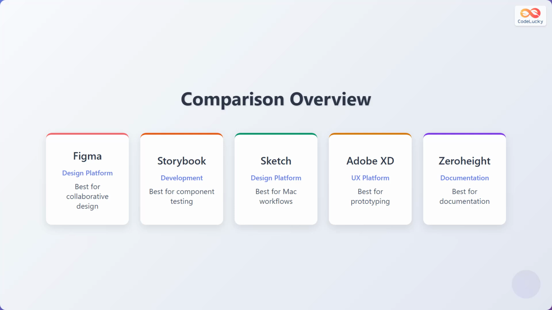Let's take a look at a quick comparison of the tools. Figma is a design platform and is best for collaborative design. Storybook is focused on the development side and is best for component testing. Sketch is a design platform tailored for Mac workflows. Adobe XD is a user experience platform excelling at prototyping. Finally, Zeroheight is a documentation tool and is the best choice when you need solid documentation.